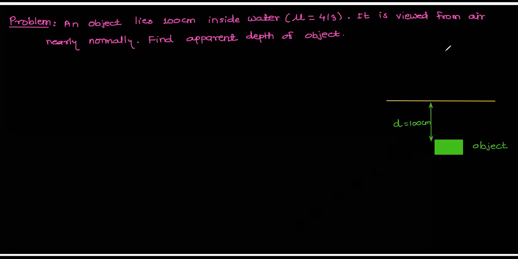And now you are looking at this object at nearly normal incidence. Okay, what you are doing? You are looking. I am keeping it as dotted lines because you are going to look from here. This is your eye. Right? Yes, you are going to look from here.